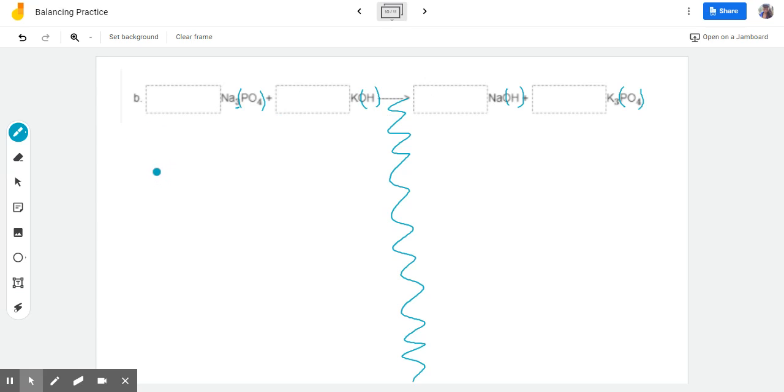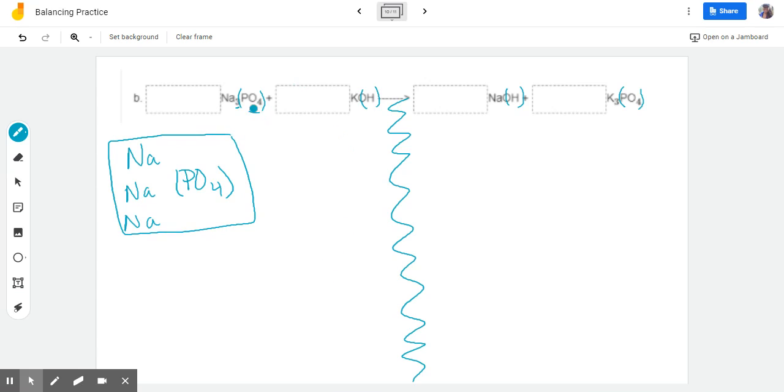Okay, so we're going to start our box method off by saying we have 3 sodiums and we have only 1 phosphate. So we're going to leave it together like that. We're going to put a box around it.